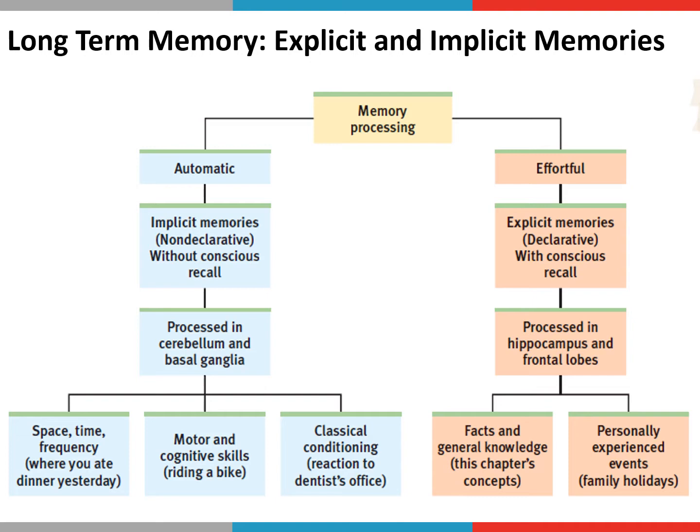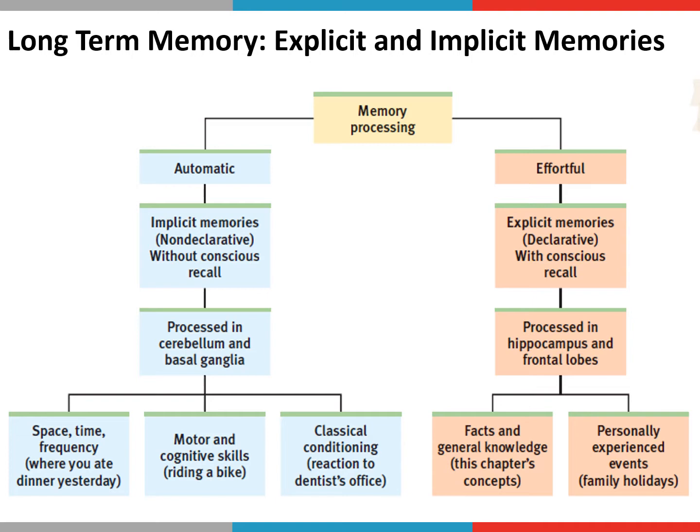But for most of this particular video, I'm going to be talking about another distinction we can make in long-term memory, which is the distinction between explicit and implicit memories. So I have a nice little diagram here to help us talk about this distinction. At the top in the yellow box, I have memory processing, or just long-term memory would be another placeholder there. And let's start with the right side of the screen where those pink boxes are.